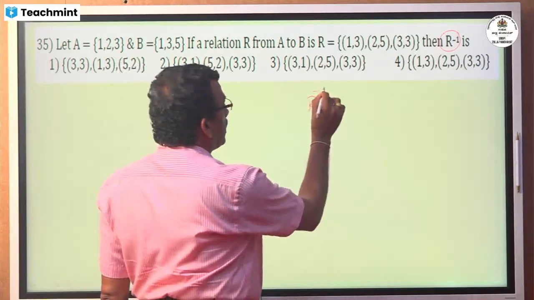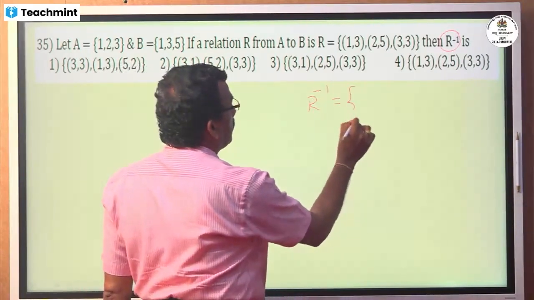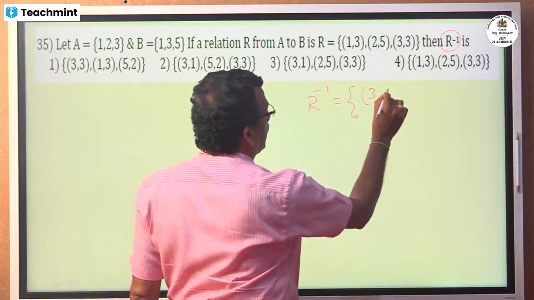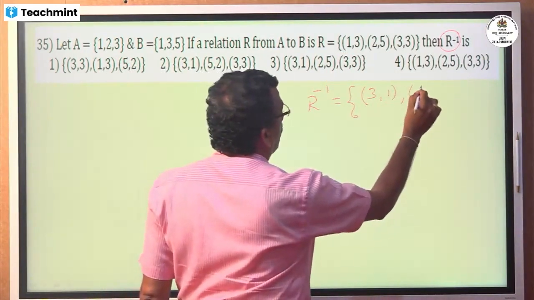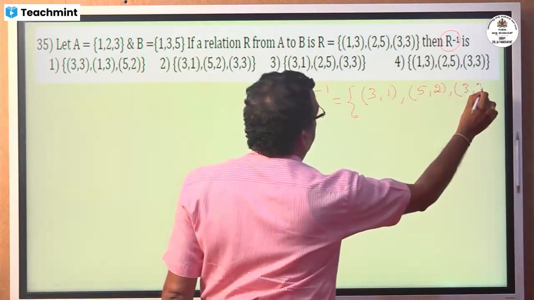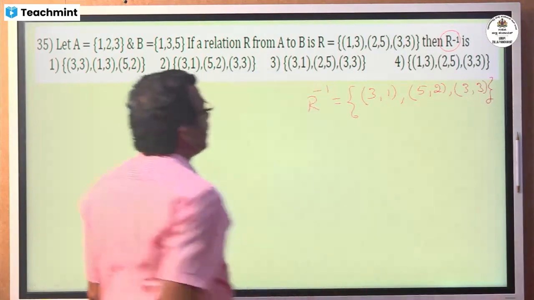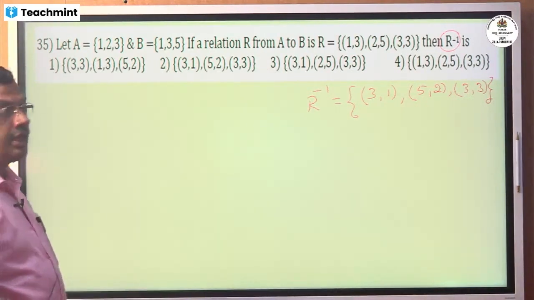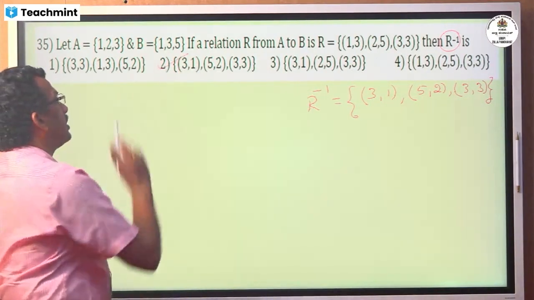So what is R inverse? R inverse is the reverse of R. (1, 3) becomes (3, 1). (2, 5) becomes (5, 2). (3, 3) remains the same. Search for the answer. Where do we have that one? (3, 1), (5, 2), (3, 3). We have only one option. That is the second one.